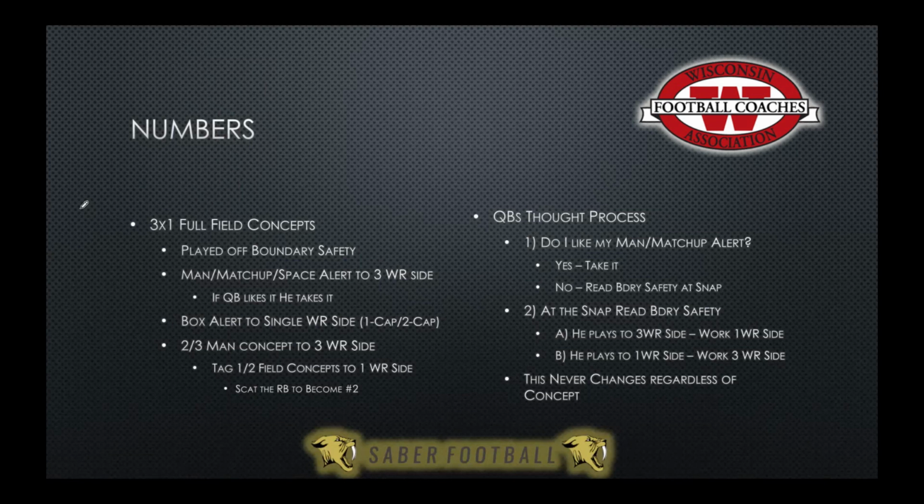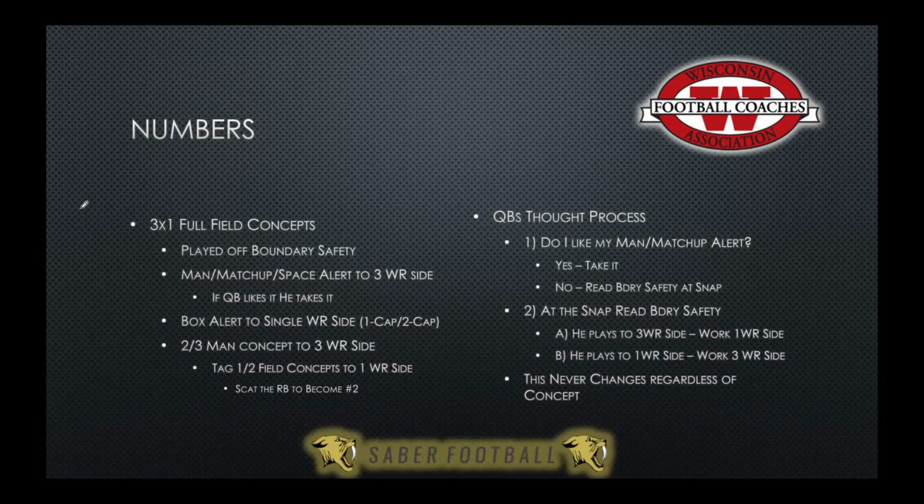So the QB's thought process is this. I come to the line pre-snap, and I'm going to check my man matchup alert. Do I have it? If it's man coverage, we're taking it, probably unless it's like Hunter Wooler covering number 3. We play Muskego just about every year in the playoffs. But really what he's looking for is the space. So if we're going to throw a corner route, do I have space? Do I have space on a go route or a seam route? That's what alerts him to take it.